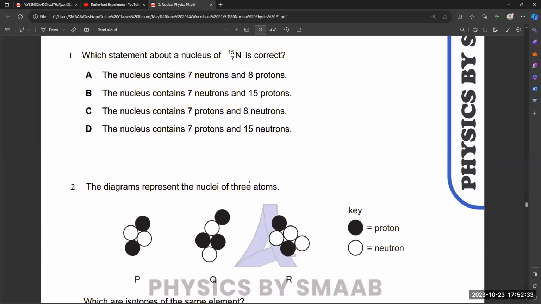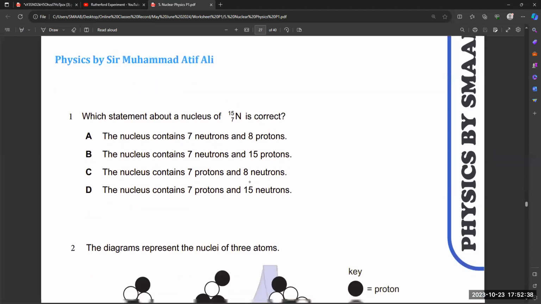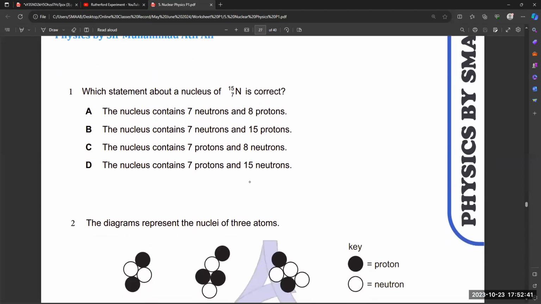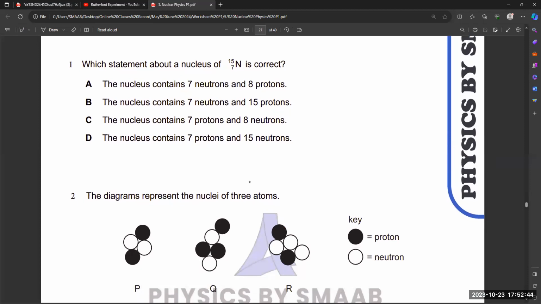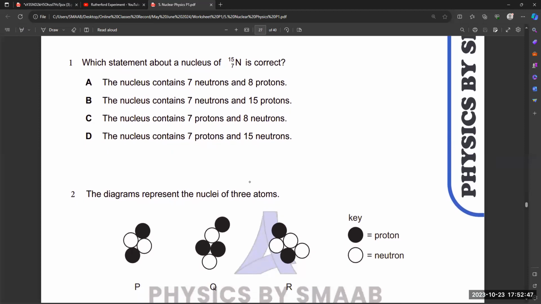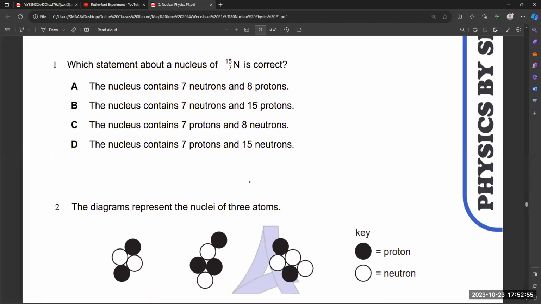So if you consider a few questions, because this chapter has only 40 pages of MCQs from these two chapters. The first one is, which statement about a nucleus of neutron is correct? C. Okay, C. So basically 15 represents proton plus neutron, and 7 only represents proton, right? So 15 minus 7 you need to do for neutron.